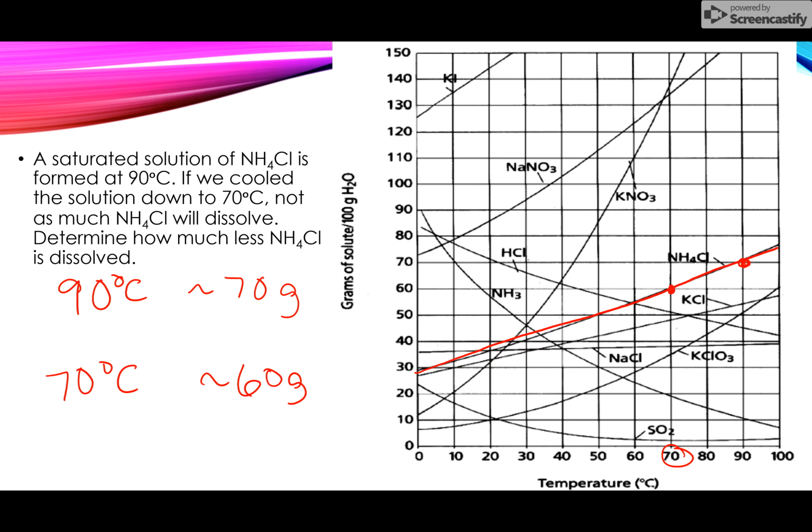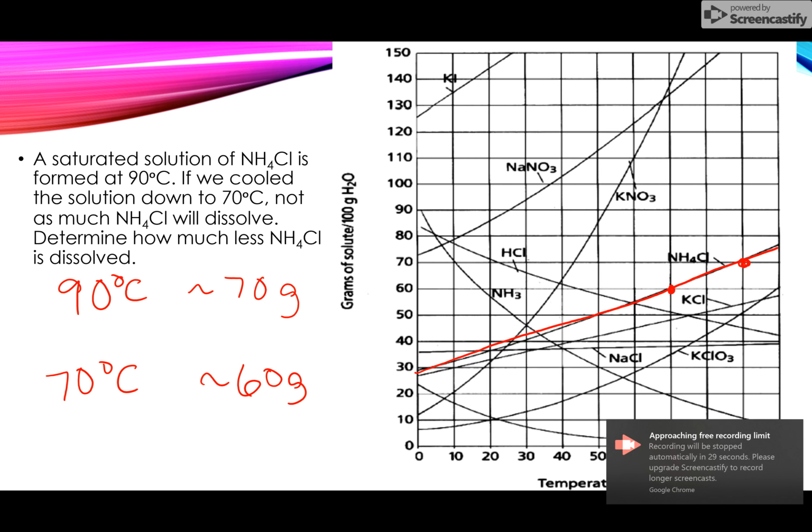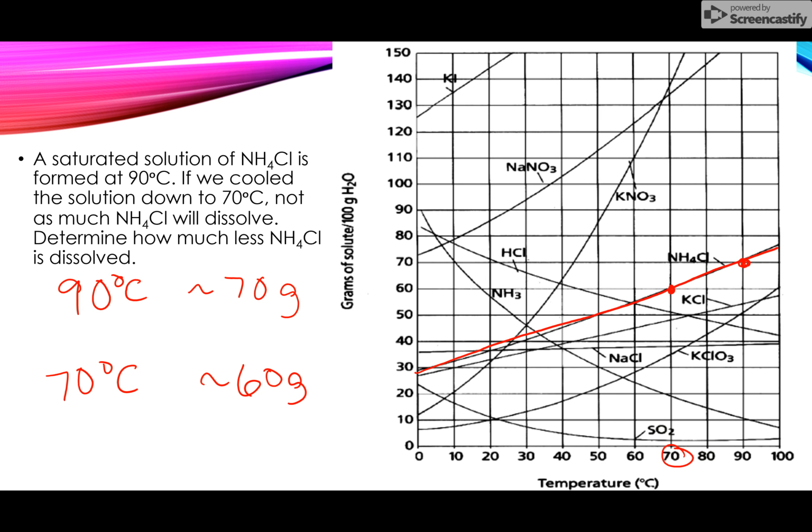Well, you were at 90, 70 grams dissolved. Now you're at 70 degrees Celsius, only 60 grams can dissolve. So how much less NH4Cl is dissolved? You again subtract and get 10 grams. 10 grams would be not dissolving because of the cooling down in temperature. Right? Keep watching. The back side of your notes is going to be for your new notes.